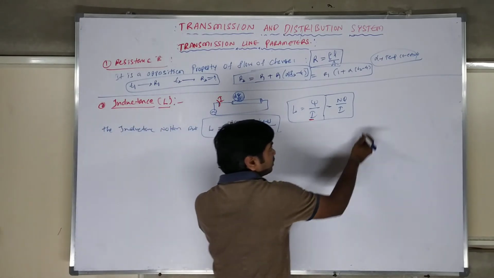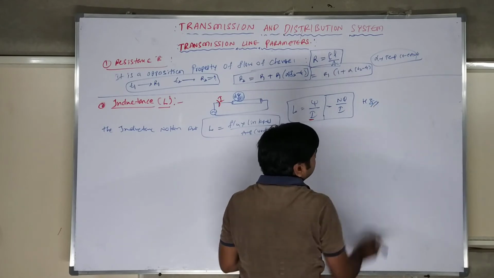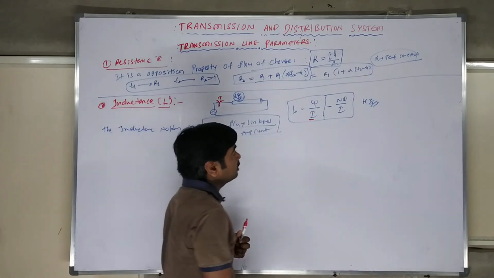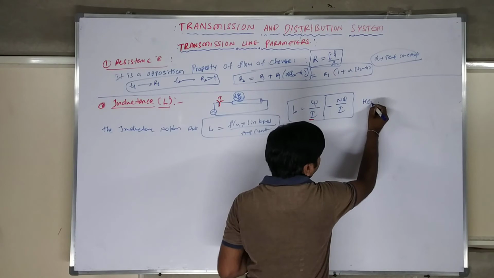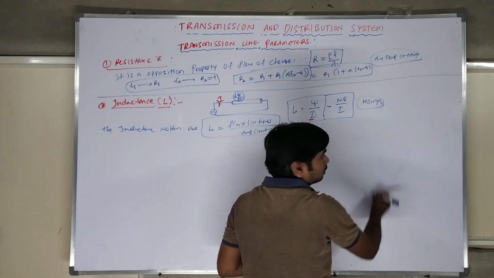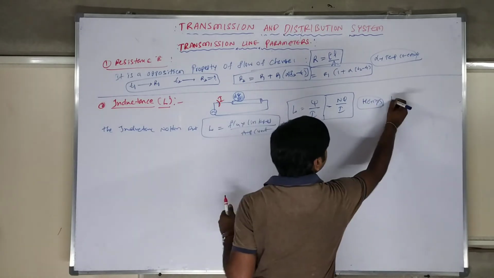Next, what is the unit of inductance? Henries, spelled H-E-N-R-Y, Henries. You can say capital H.